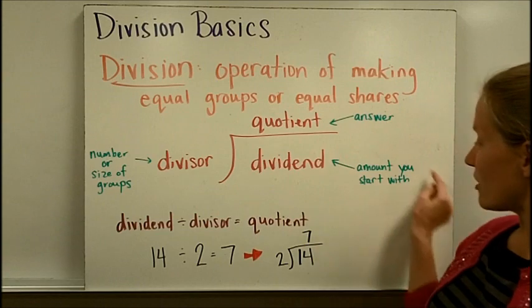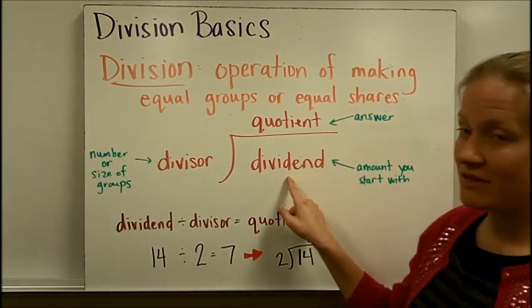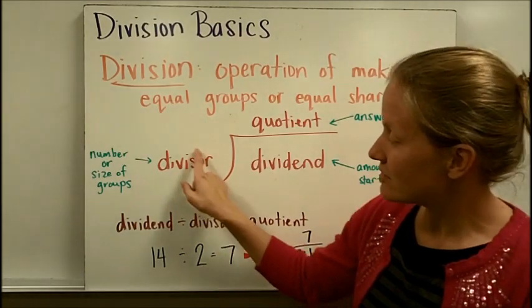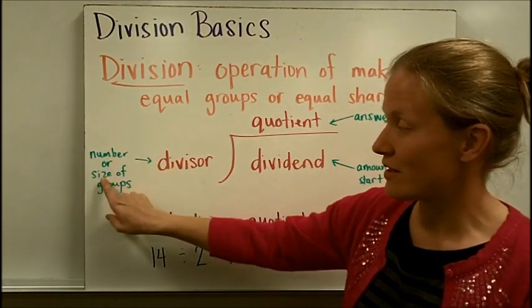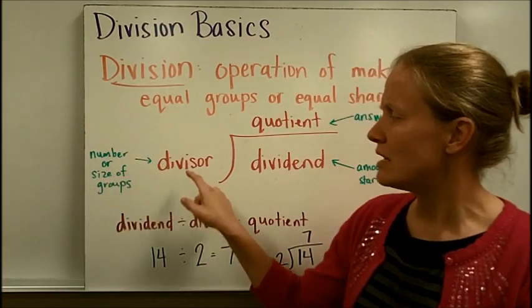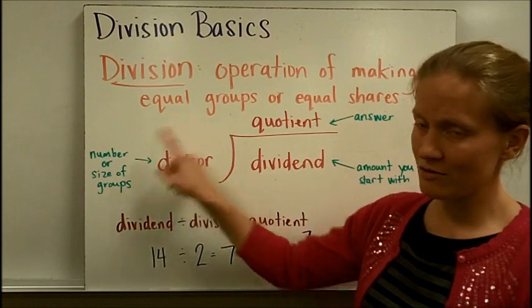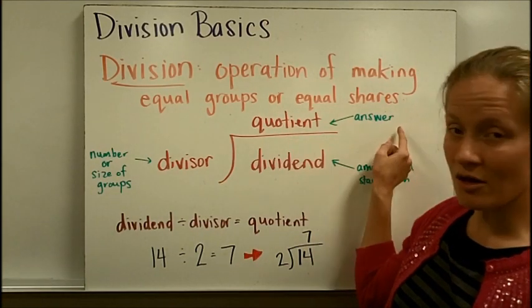The amount that we start with, that's under the house, we can call it, is called the dividend. The amount that you are dividing by, which is going to end up being the number or the size of your groups, we'll talk more about that in a minute, is the divisor. So the amount you're dividing by is the divisor. And the answer up top is the quotient.